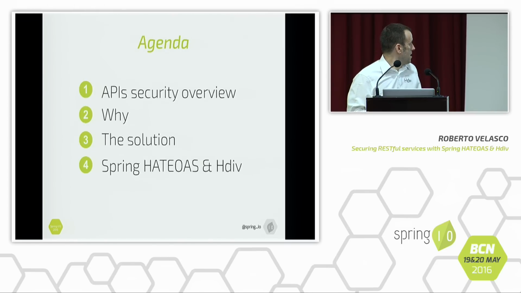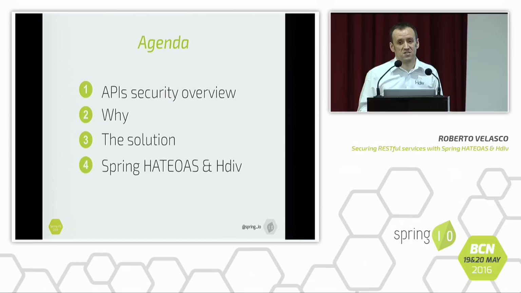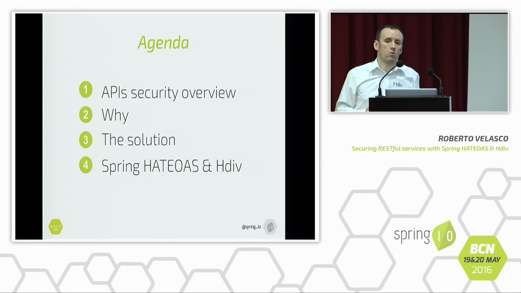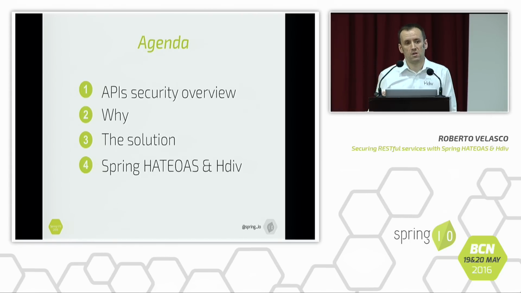As you can see, we have 4 points in the presentation. First of all, we will talk about the current status of API security from our perspective. Our evaluation of this status is not very good. We consider that it's not good. Then, talking more about APIs, we will talk about why the current status is like that. Afterwards, we will go deeper into the solution that we are proposing. And finally, we will show you an implementation approach that implements the ideas that we have shown before.